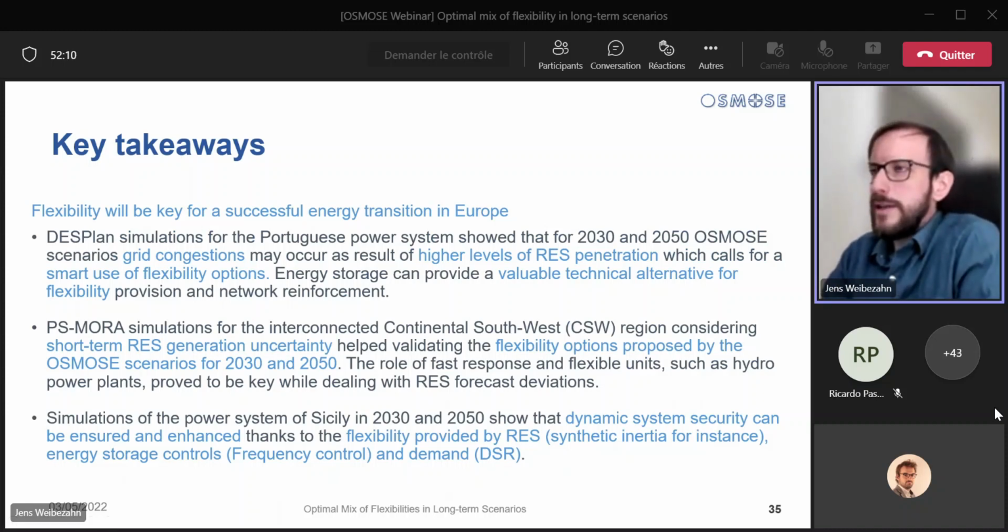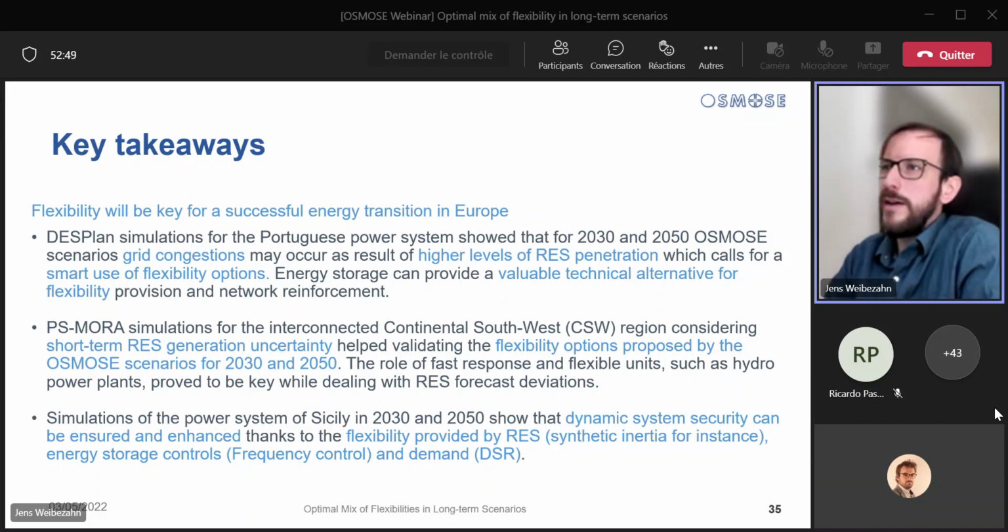For the part that Ricardo just mentioned, we also have a couple of additional key takeaways. Flexibility will be the key for our successful energy transition within Europe. And we can see here, with the DESPLAN simulations of the Portuguese power system that have been done, that the grid congestions in the set scenarios may occur as a result of these high levels of RES in the system. So we have to go for a smart use of the flexibility options in the system, and energy storage can here provide a valuable technical alternative for flexibility provision.